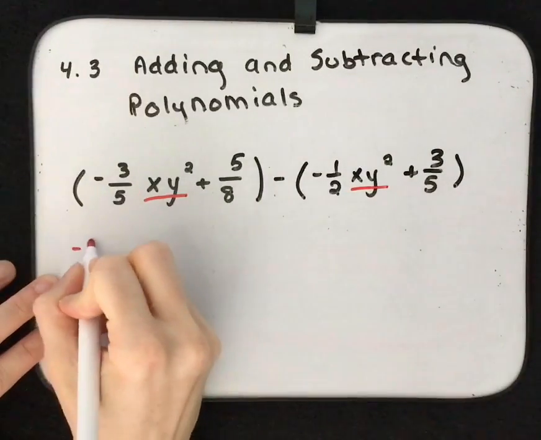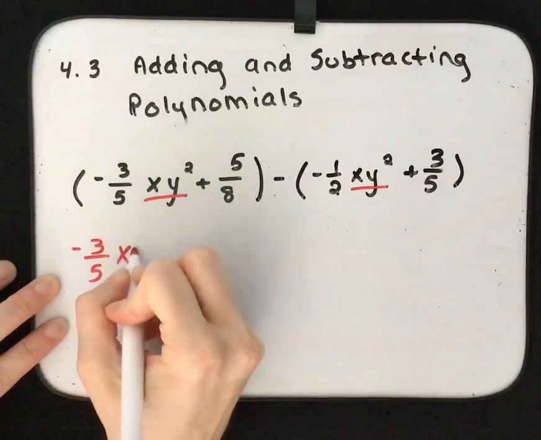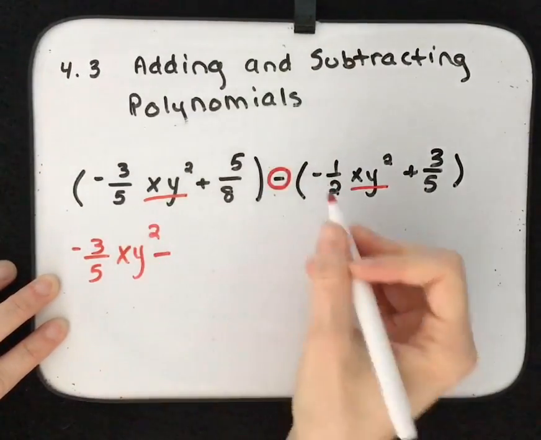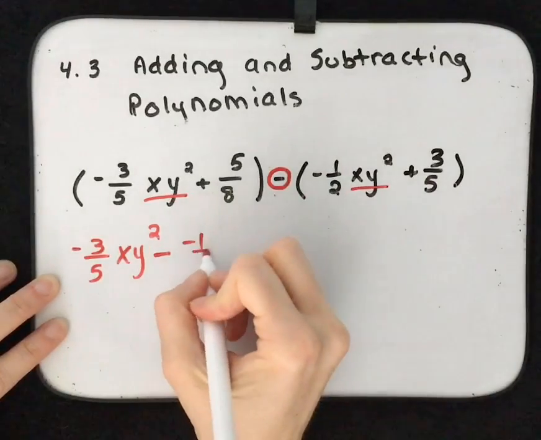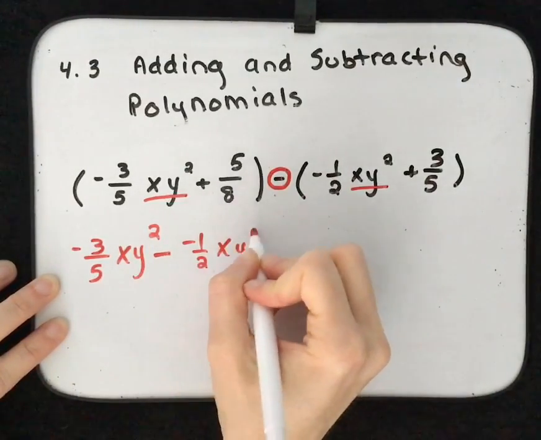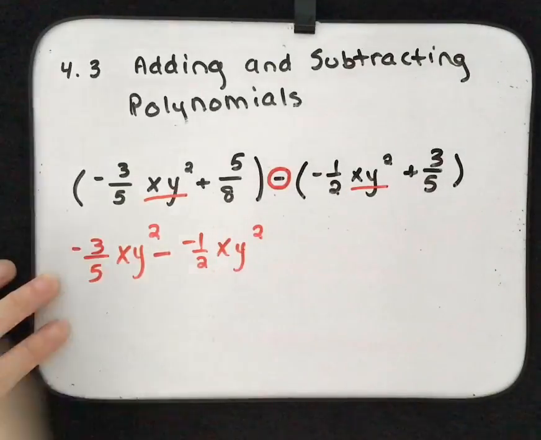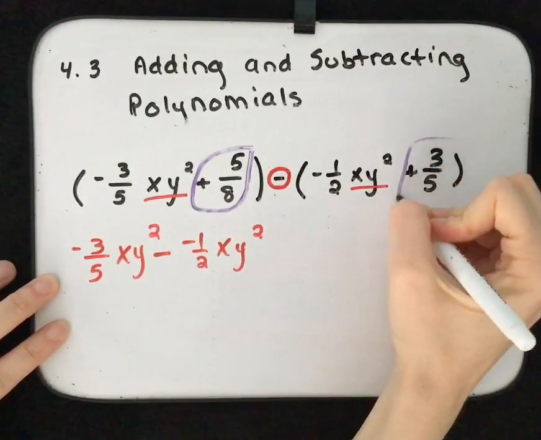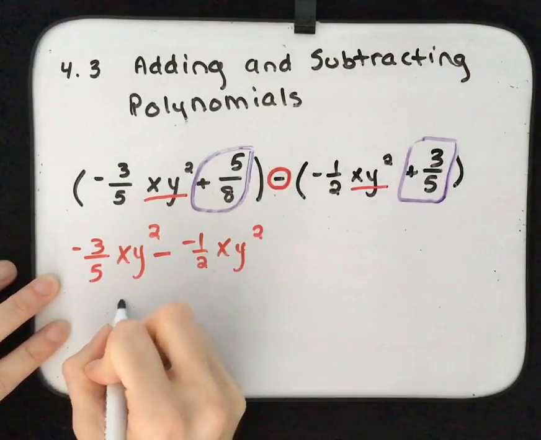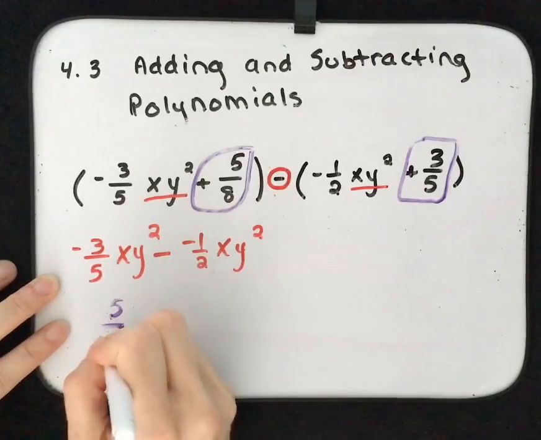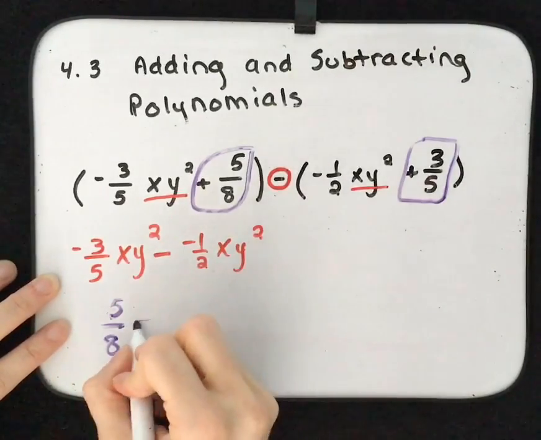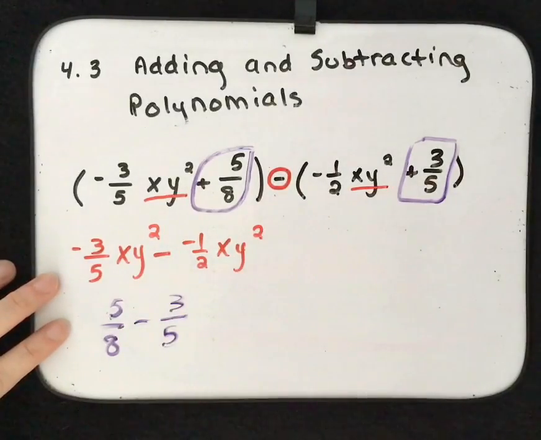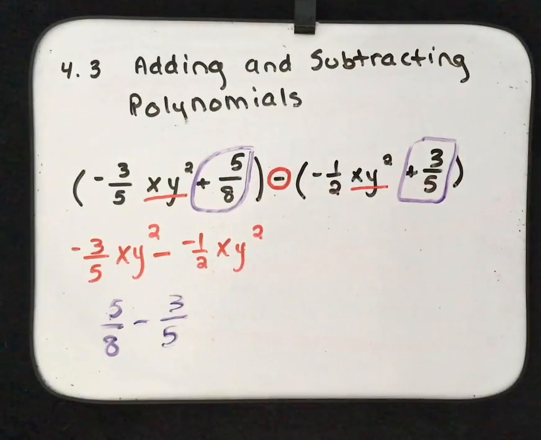So we'll have negative 3/5 xy to the second minus negative 1/2 xy to the second. And then we'll have right here our 5/8 and our 3/5. So that will look like 5/8 minus 3/5. When we put all these pieces together, well, we need to work on our fraction.